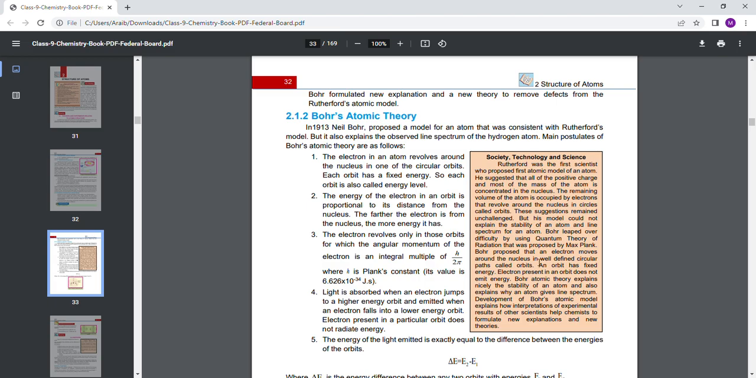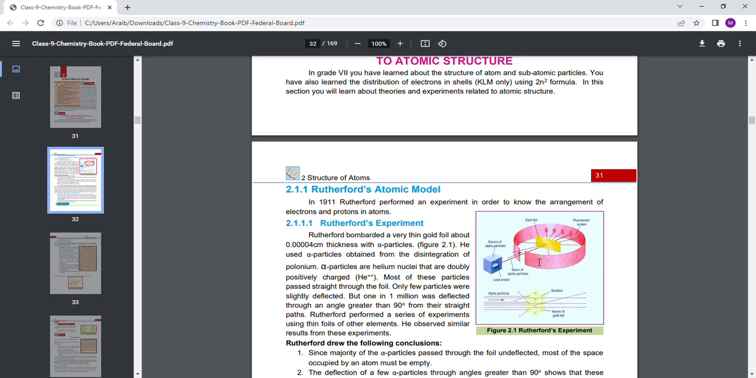So this is for today. Now we have studied the structure of the atom and the two atomic models by Rutherford and Bohr.